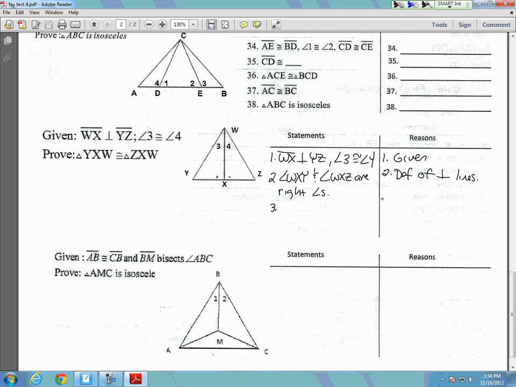Once I have right angles, I'm going to say that those right angles are congruent. So angle WXY is congruent to angle WXZ. Reason being all right angles are congruent. So I've got that congruent to that. The given said this was congruent to itself. Now hopefully you guys recognize that WX, that segment, should be congruent to itself as well. That's your reflexive property.